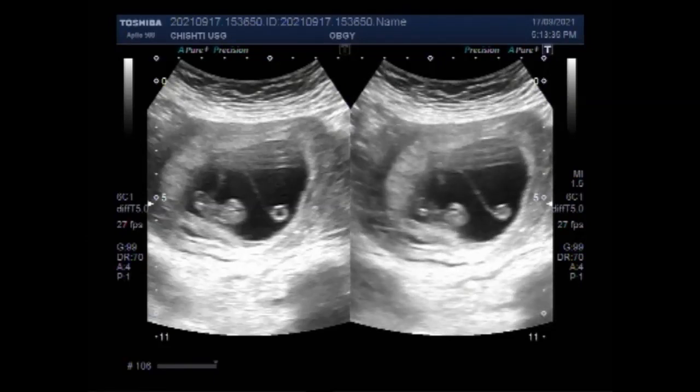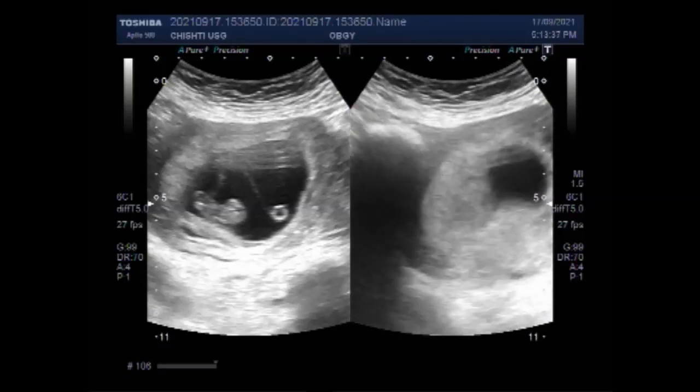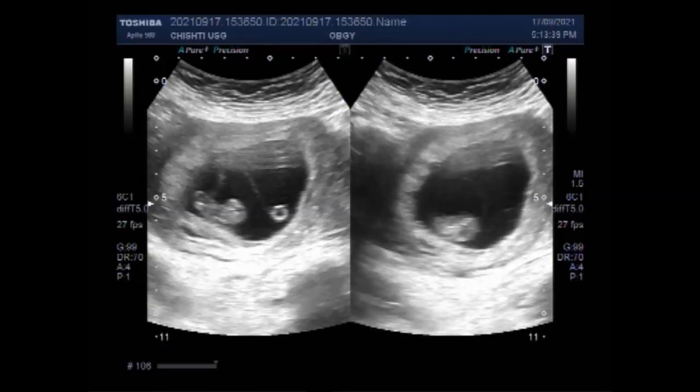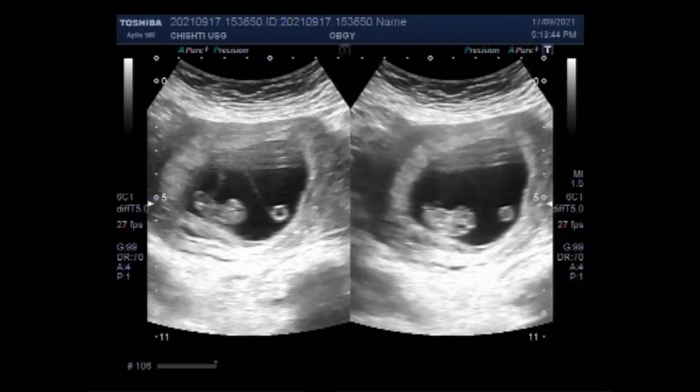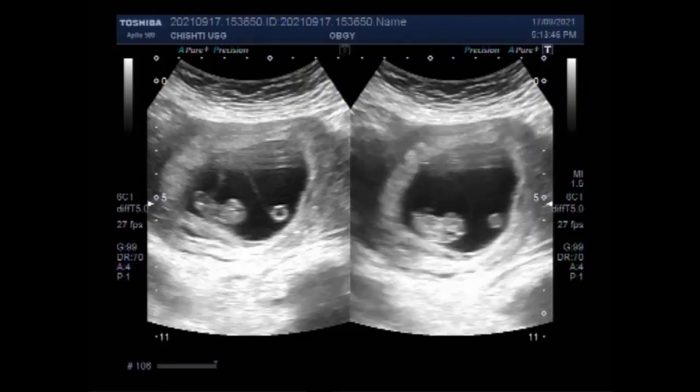In a blighted ovum, the gestation or embryo sac forms and grows. However, the embryo doesn't develop. A blighted ovum is also known as anembryonic pregnancy. In the United Kingdom, miscarriage is diagnosed by the loss of an intrauterine gestational sac with mean gestational sac diameter MGD greater than 25 millimeter and no yolk sac.